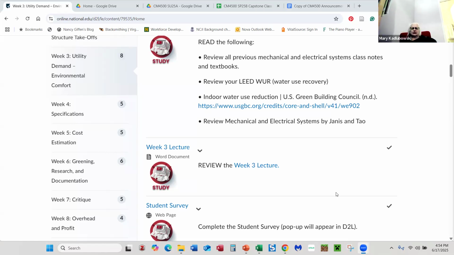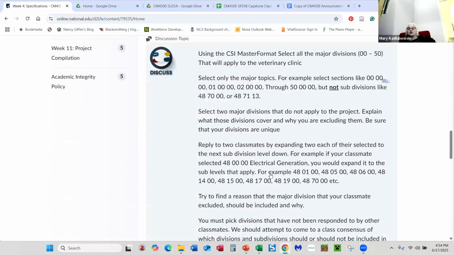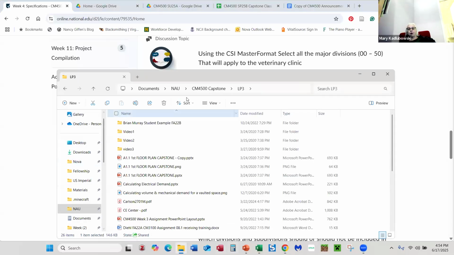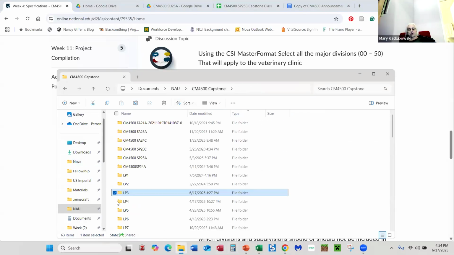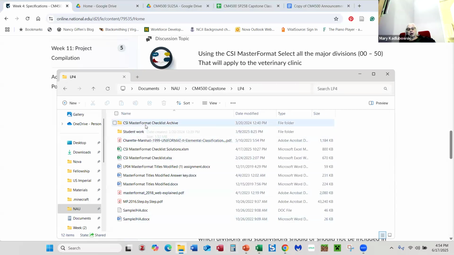Let's take a quick look at next week if you've got time, and maybe we can cut out next week's meeting. Okay, so specifications, using the master format. Let me open up that piece. Where's week 4? Scope of work, is that what you're looking at? Where is the checklist? There's the solution.